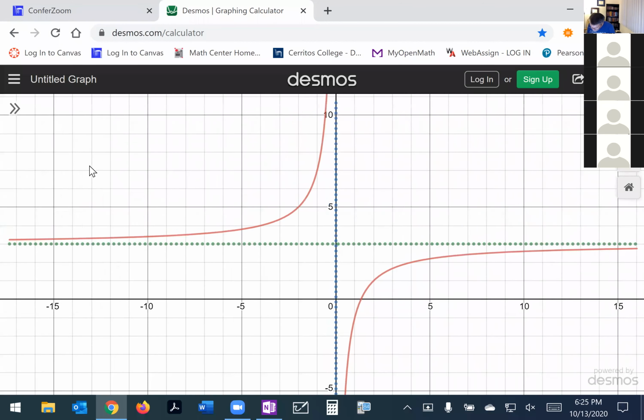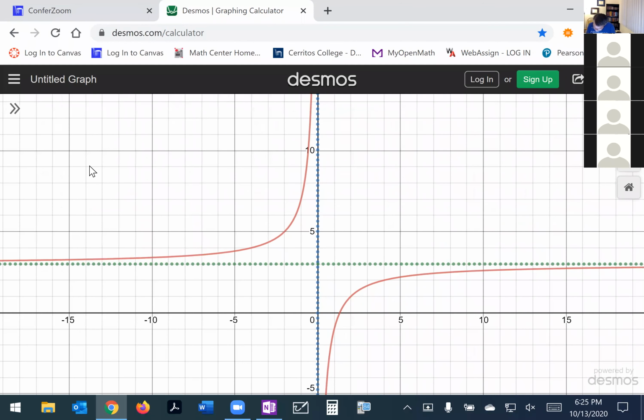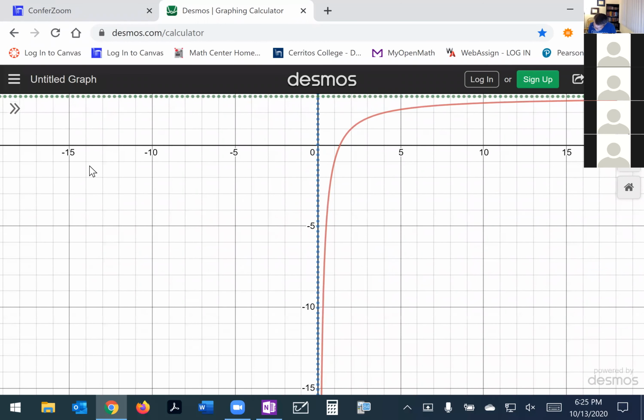What about a vertical asymptote? As x approaches 0 from the left, it goes to positive infinity. As x approaches 0 from the right, it goes to negative infinity. So yes, those are vertical and horizontal asymptotes.